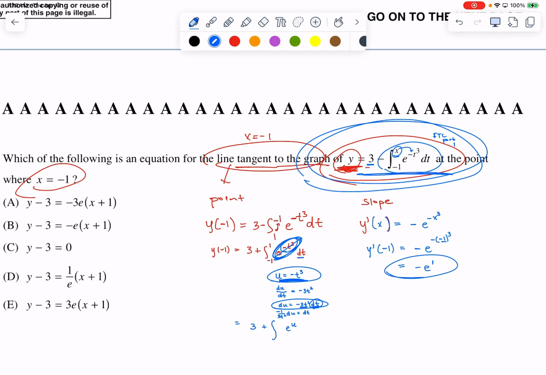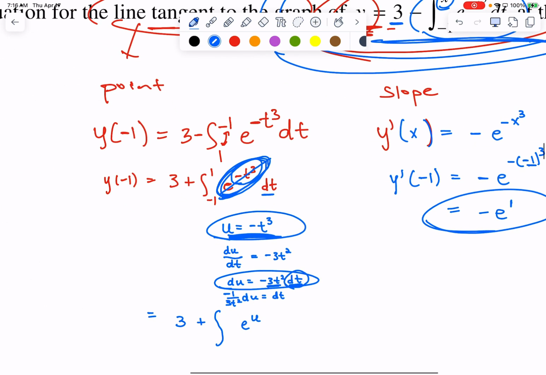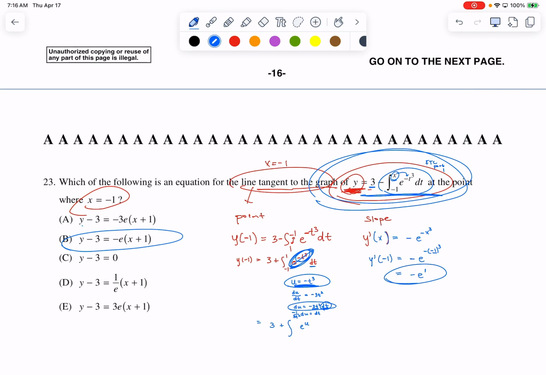Let's see if we can do this by process of elimination. You can get rid of that one because the slope has to be negative e. Get rid of that one, get rid of that one. Wait a second, why'd you get rid of B? Sorry, it's negative e, isn't it? Yeah. So the only possible answer is B. Wait, why can't you do that in the beginning? Because remember, if you want the line tangent to the graph, I was doing the point first, and I got stuck on the point.